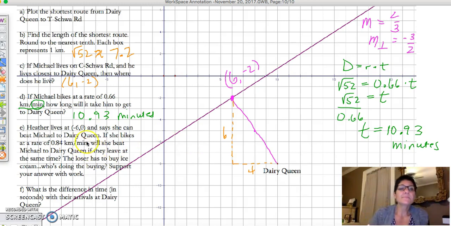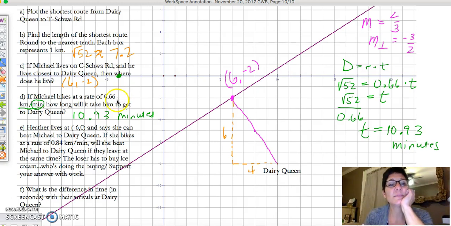Okay. So Heather, because she's a sassy frass, she lives over at -60. She lives over here. Okay. No, 6, 0, -60. She lives all the way over here. And her claim to fame is that she says that she can beat Michael to Dairy Queen.